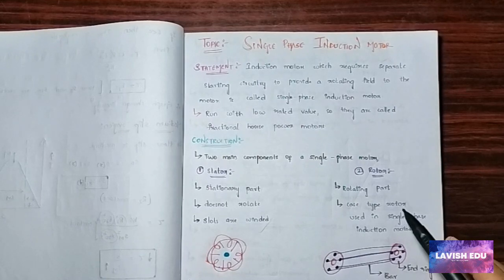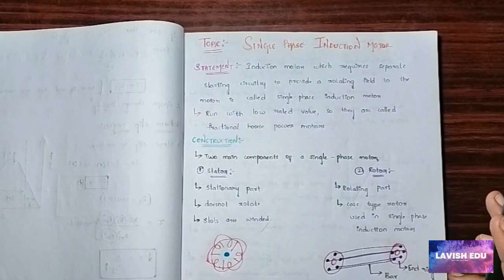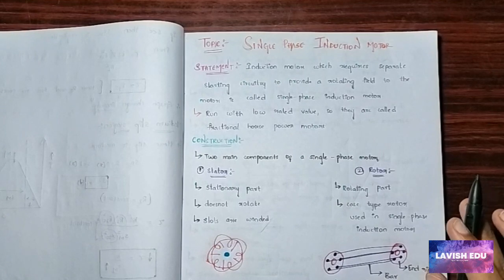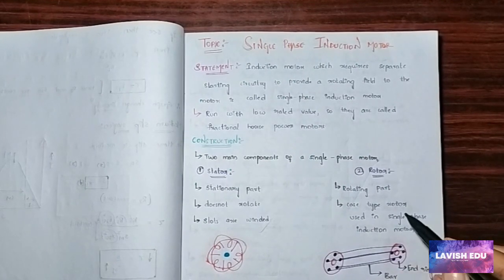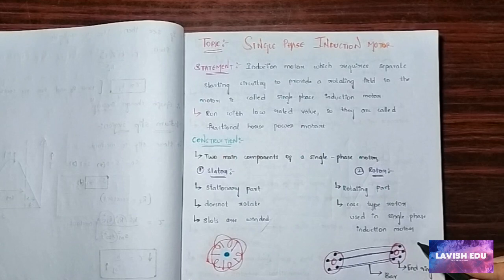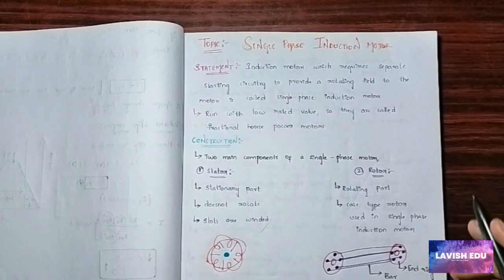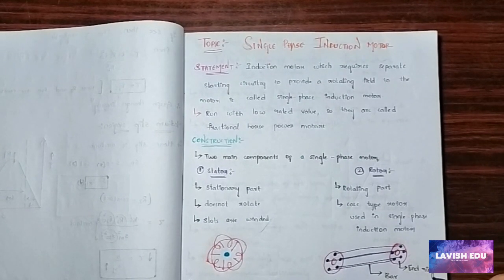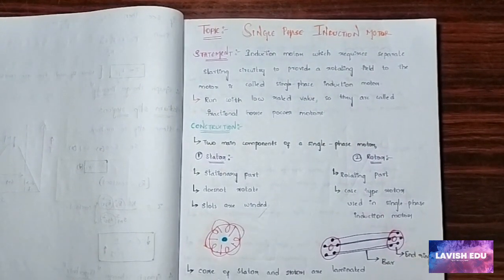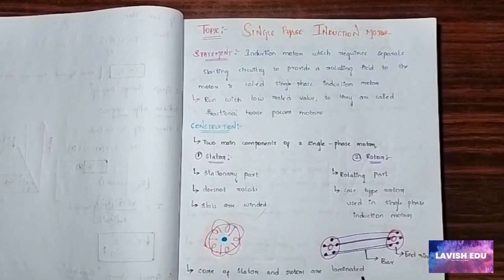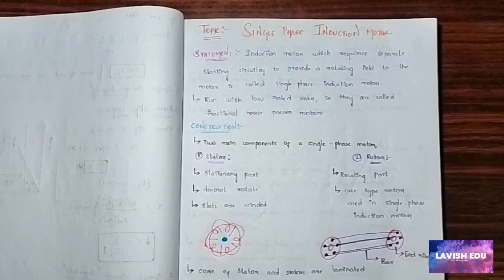We have already discussed in the induction motor that rotors are of two types. One is the cage type, another one is the wound type. In a single phase induction motor we use the cage type rotor. Here in the rotor we have the end ring and the bar. It's not necessary, you can take it as additional information. The cores of the stator and the rotor are laminated with thin sheets to reduce eddy current loss. We have already discussed why we laminate in the previous videos.